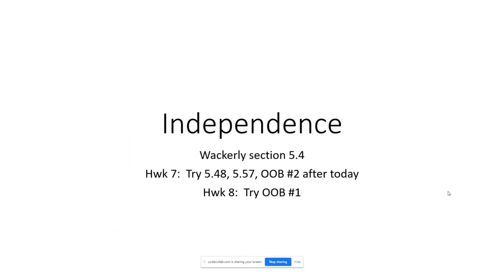Based on what we're doing in class today, I recommend trying the rest of the problems on homework 7 after class today. I will get homework 8 posted before class by Thursday, and when that is posted, this material will also be relevant for the first out-of-book problem on homework 8.